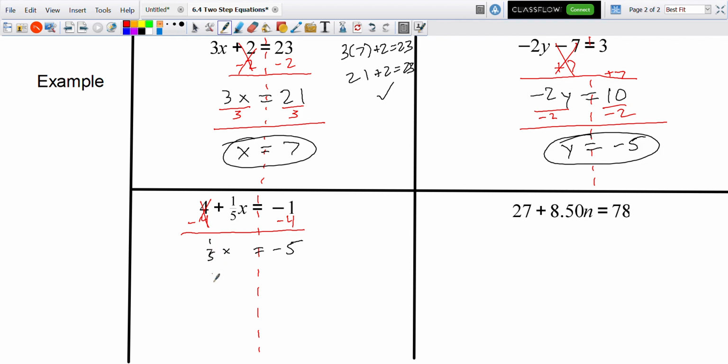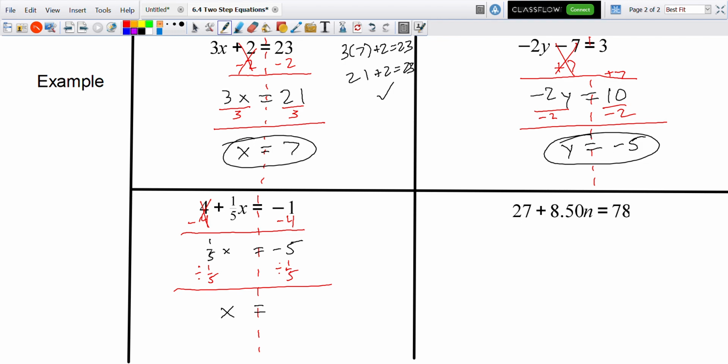Similar thing here. To get rid of the coefficient here, the 1/5, I just got to divide both sides by 1/5. One-fifth divided by 1/5 will still leave me with a 1, right? 1/5 divided by 1/5 is 1.